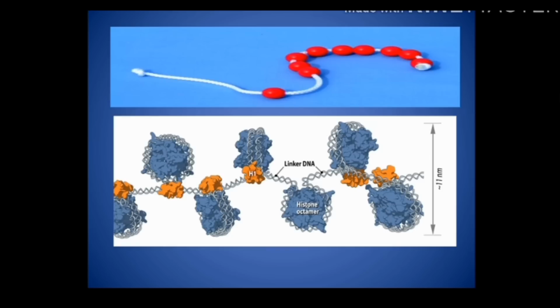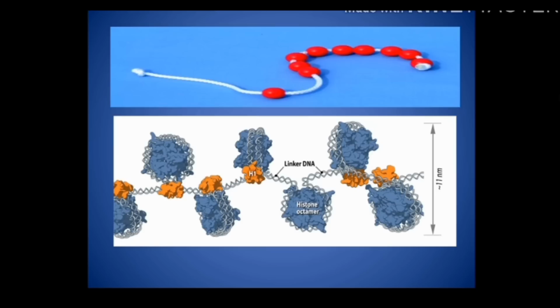When you wrap it over the nucleosome, I mean over so many octamers, what happens? The length reduces a lot. It becomes so compact that it fits inside the nucleus. Got it? So this is the strategy of packing of DNA inside the nucleus.